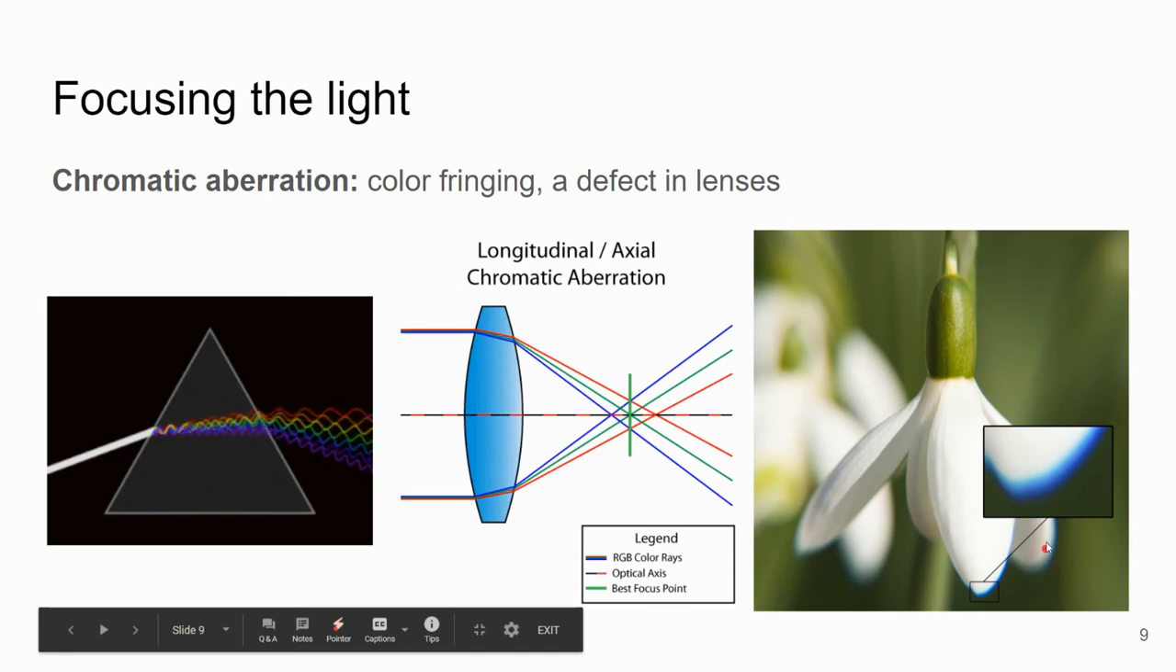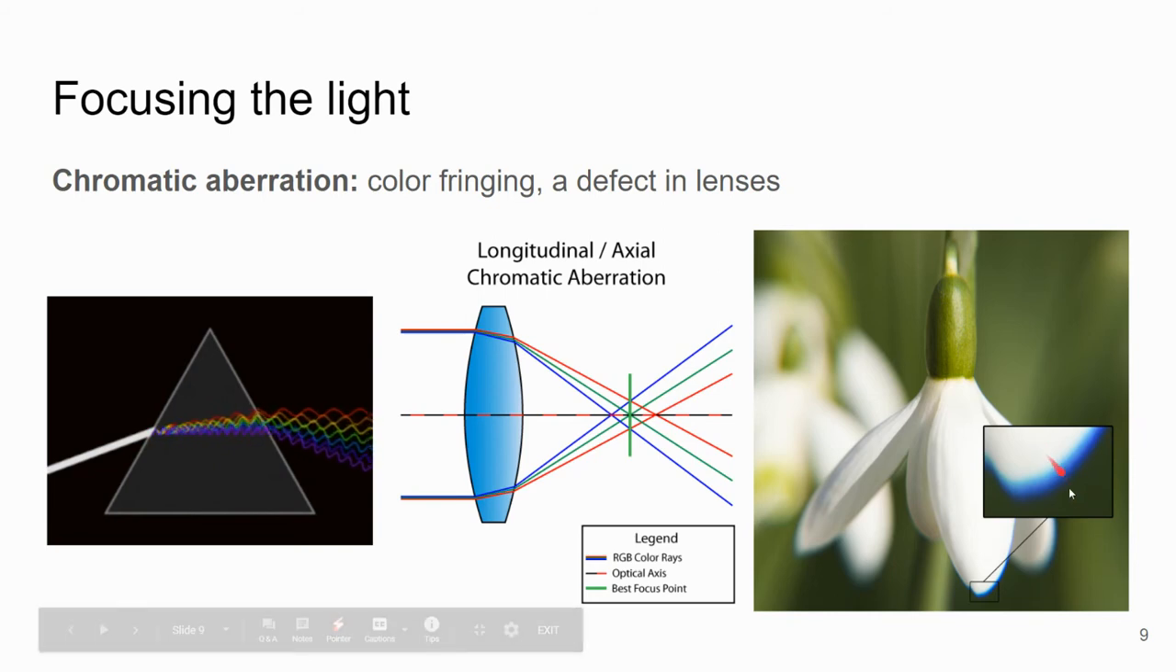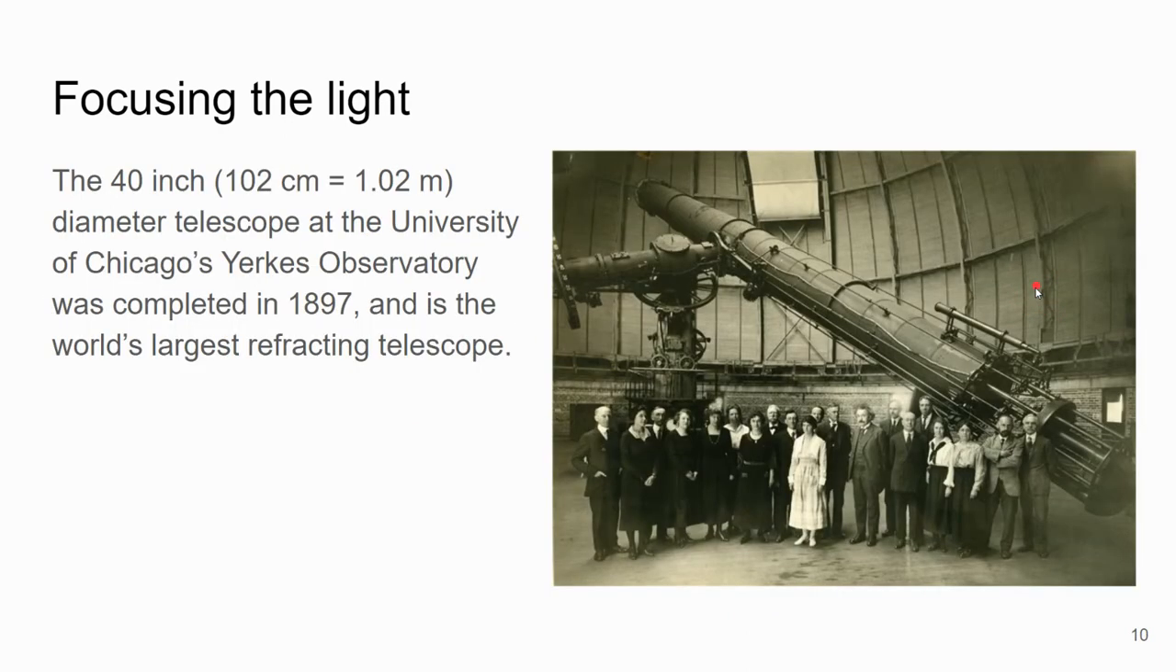I know from knowing photography that you can see this kind of thing most when you have a light area next to a dark area. So the bright light of the flower next to the dark green of the background, this is where the fringing is going to be most apparent. So this bluish purple bit here, that's an imaging artifact. That's not really there. It's just a limitation of your lens, and you don't want that. So that's a bad thing. So a lens is bad for making a telescope.